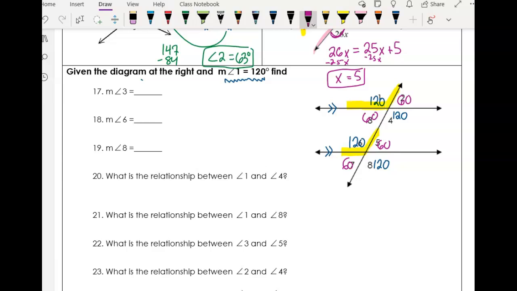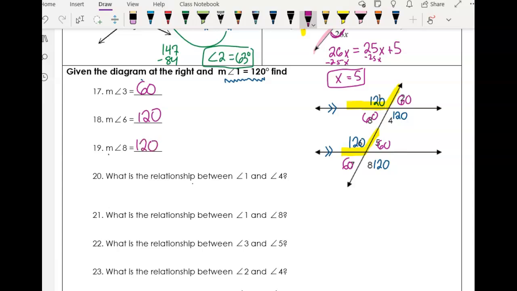So from that one piece of information, I was able to go ahead and label my diagram, and now I've got enough information to go back and start filling in those values. The measure of angle 3, I just have to look at my diagram, was 60. The measure of angle 6 was 120. The measure of angle 8 was also 120.